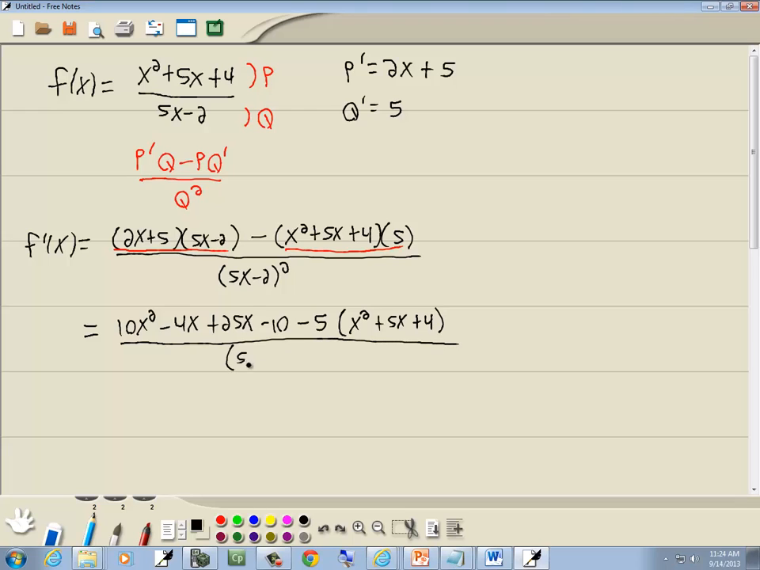Bottom part, we're not going to multiply anything together there because that's actually in the form we want. 5x minus 2 squared means 5x minus 2 times 5x minus 2. If we can write things as a product, that's what we prefer to do.